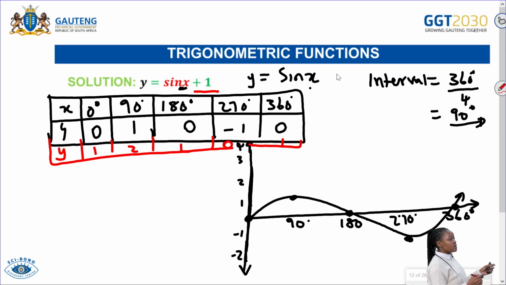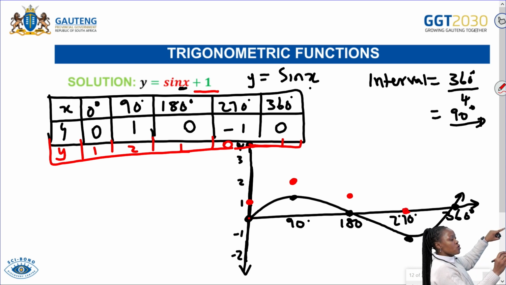Okay, so let's sketch the new graph. At 0 degrees, I have positive 1, so it is going to be here. Then at 90 degrees, I'm going to have positive 2, it's going to be a little bit there. Then at 180 degrees, I'll have 1, so it's going to be somewhere here. And then at 270 degrees, I have 0.